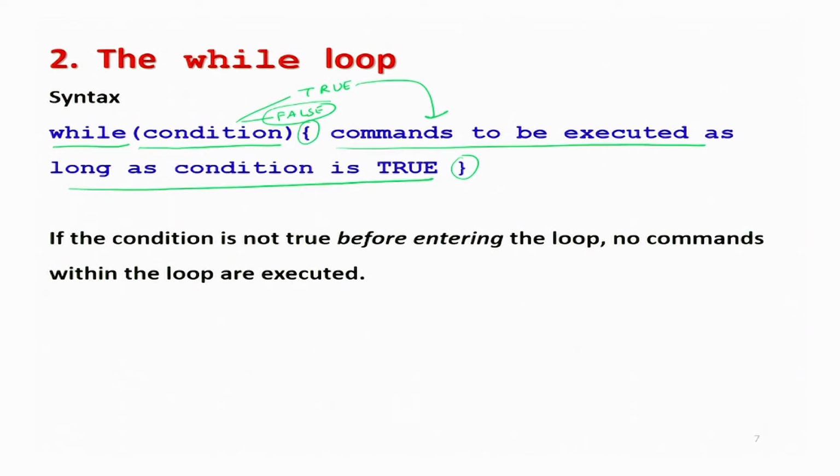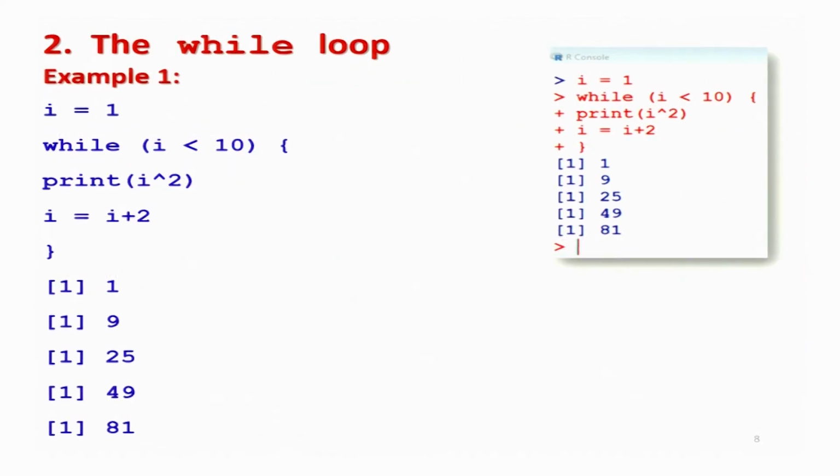And in case the condition is not true before entering the loop, then no command within the loop is executed, right. So, let me take some examples and explain how it works. These are very simple examples, and I have tried my best to take a similar example to what we took in the case of the for loop, so that you can understand it better and also compare.